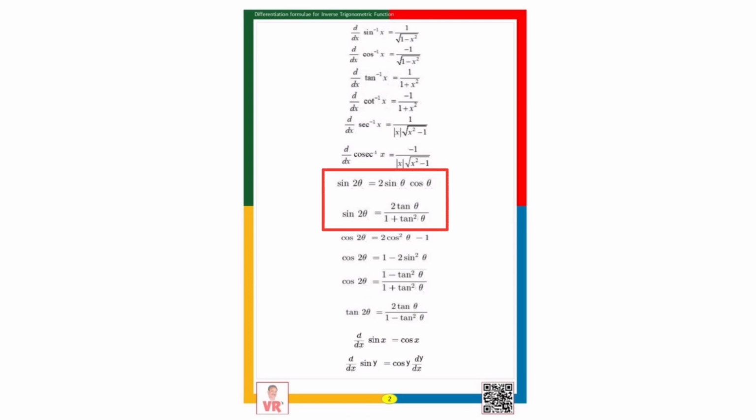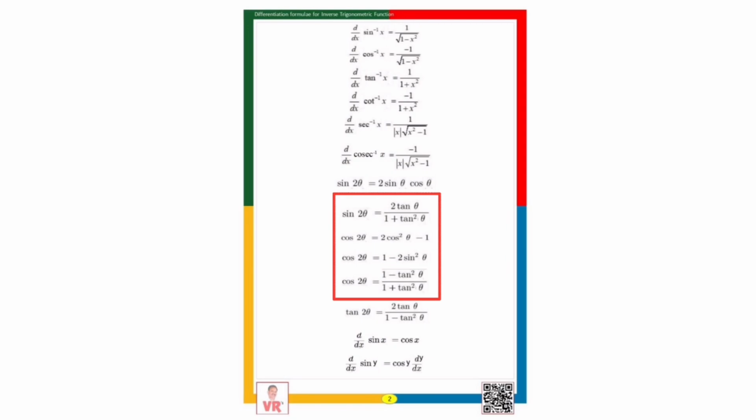Sin 2 theta equals 2 sin theta cos theta. Next one, 2 tan theta by 1 plus tan square theta. Cos 2 theta equals 2 cos square theta minus 1, 1 minus 2 sin square theta, 1 minus tan square theta by 1 plus tan square theta, cos square theta minus sin square theta. All these 4 formulae are equal to cos 2 theta.